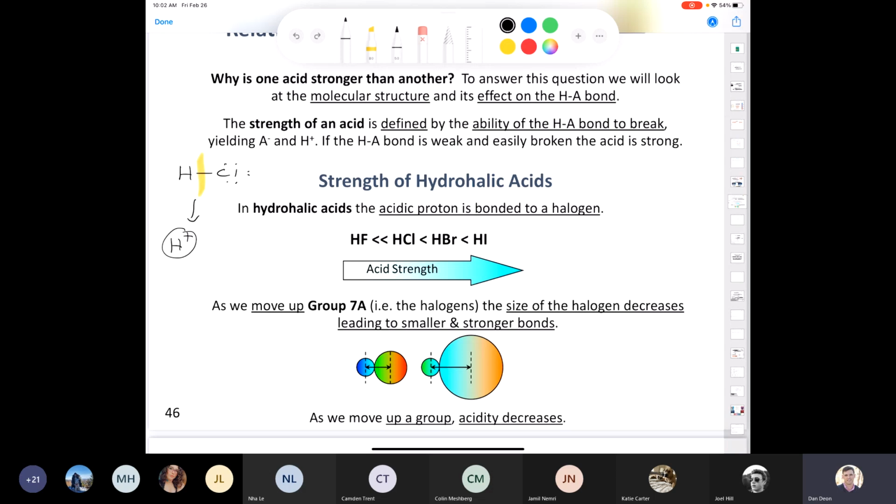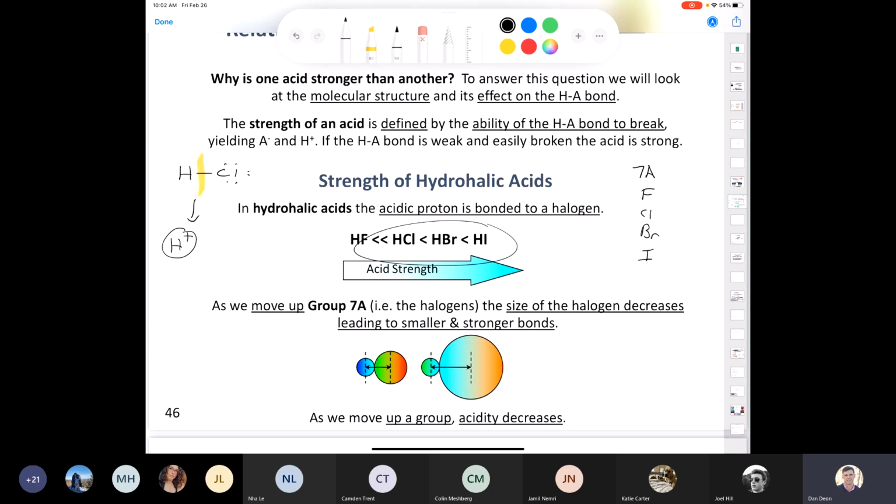Okay, so it says here, the strength of the acid is defined by the ability for that bond to break. What if we look at hydrohalic acid? So you start with the halogens, right? This is group 7A. You go from fluorine down to chlorine, down to bromine, down to iodine.